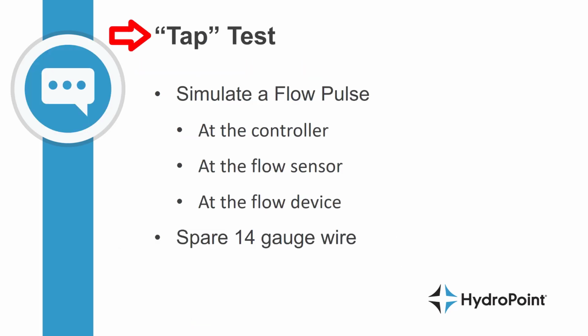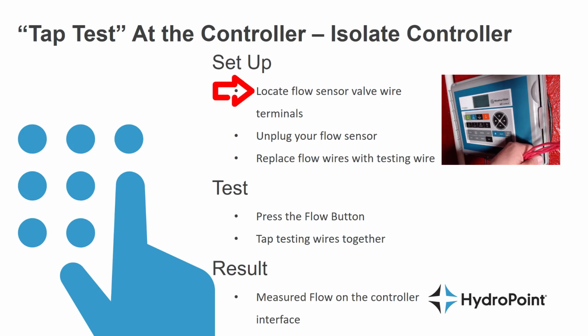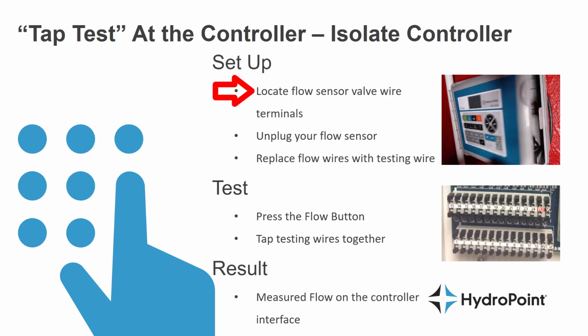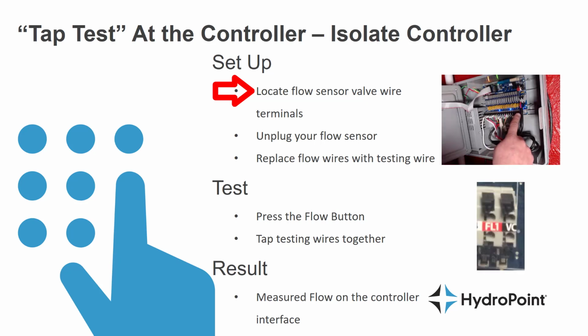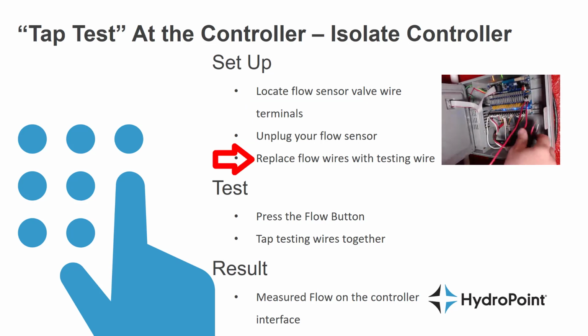For this, we do what I call the tap test, where we simulate a pulse to see if the controller can hear it. And we test it at the controller, at the flow sensor, and at the flow device. And all we have to do is tap two 14-gauge wires together to simulate this pulse. So starting at the controller, you want to locate where your flow sensor is plugged in. So locate those flow sensor valve wire terminals, generally the red and the black terminal, and unplug your flow sensor and replace your flow sensor wires with those testing wires, or those two spare pieces of 14-gauge wire.